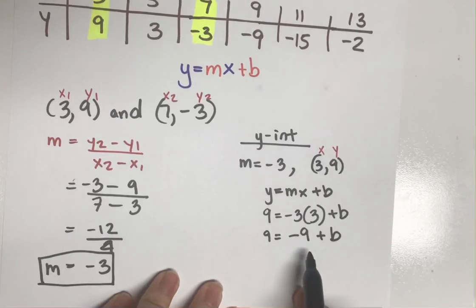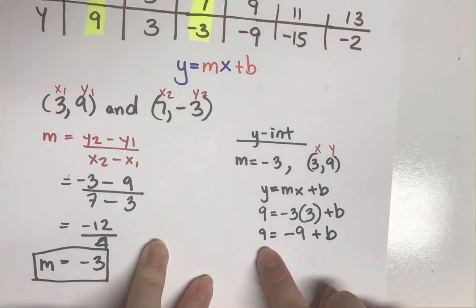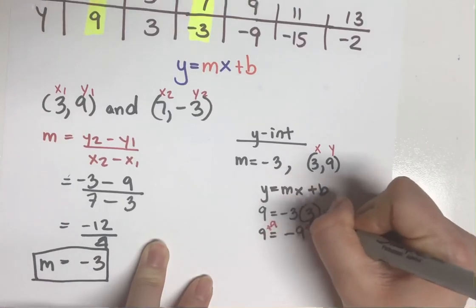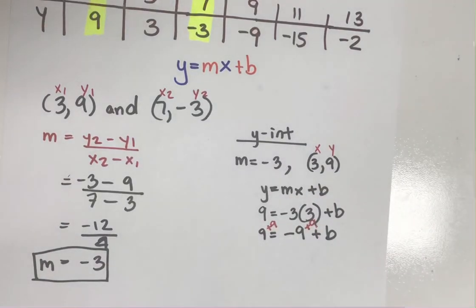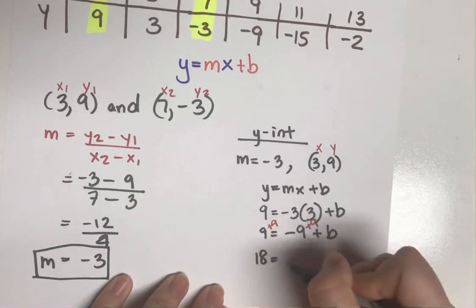I'm going to bring this over to the other side. This was a common error in some of the work from 2 weeks ago. A lot of you kept this as -9. I actually need to do the opposite, so I'm going to add 9 to both sides. The opposite of subtracting is adding. So 9 plus 9 is 18, which is equal to b.